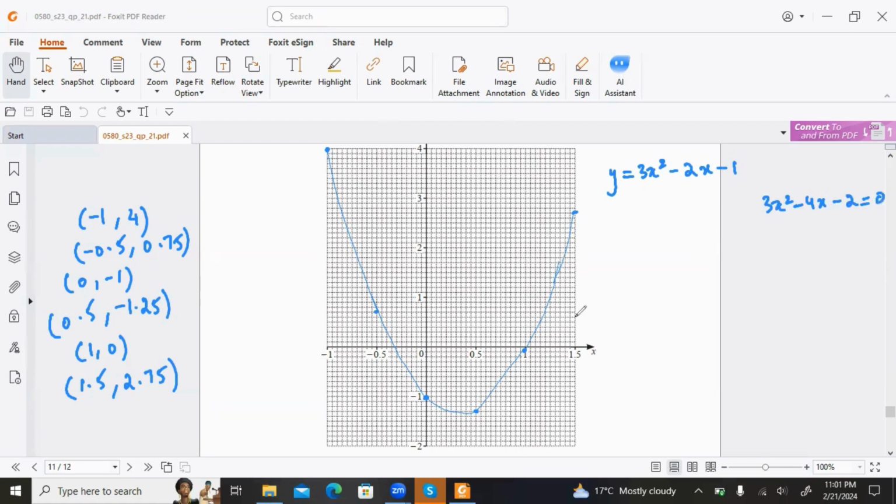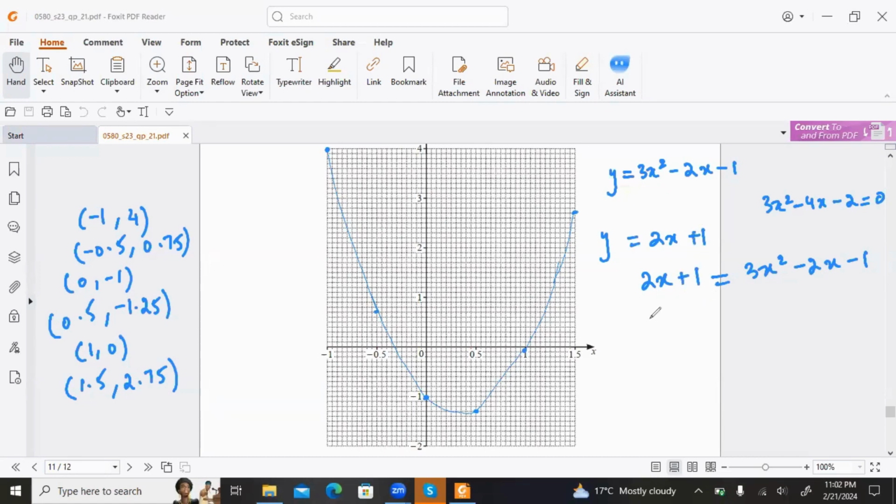Which means we first have to put this equal to a straight line, which is indicated in the question. So in order to turn 3x squared minus 2x minus 1 into 3x squared minus 4x minus 2, it means that on the left hand side, y should equal negative 2x minus 1. So if it equals negative 2x minus 1 and equals 3x squared minus 2x minus 1, when you move it to the left hand side, what happens is that, sorry, not negative, positive over here.